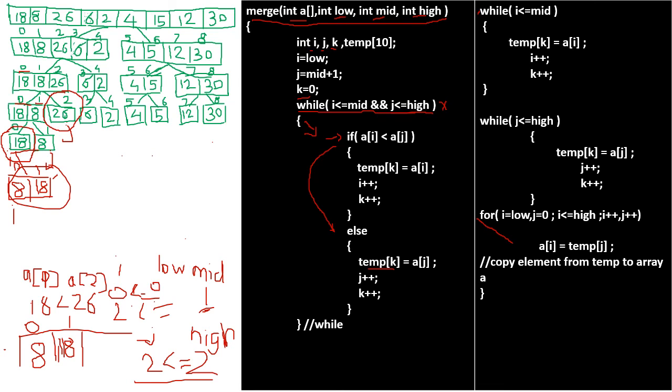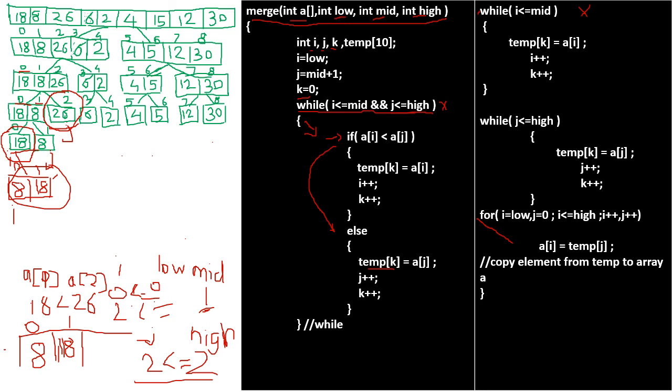Then check the next condition, that is, while i is less than or equal to mid. No. Again, why should this condition be checked? Because this 26 still remains to be stored in its actual position. That's why we have to check this condition again. While i is less than or equal to mid? No, this condition is also false, so it terminates.